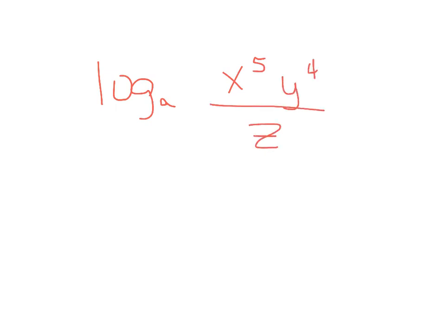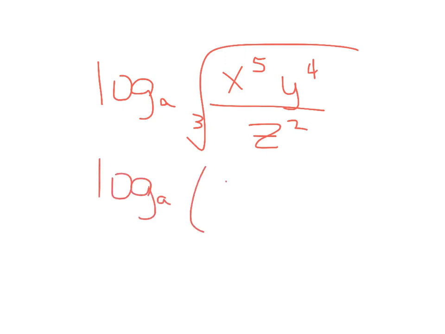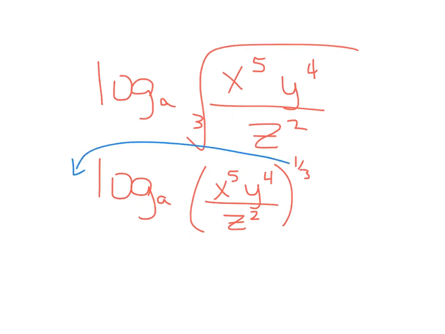So here I'm going to do log base A of x to the 5th, y to the 4th over z squared, all under the cube root. So now I need to give each piece its own log base A. Again, I'm going to first turn the radical into a fraction exponent. So log base A of x to the 5th, y to the 4th, divided by z squared, and it's all raised to the 1/3 power. The first thing I'm going to do is take care of the power, and I'm going to move it to the front and apply the power property.